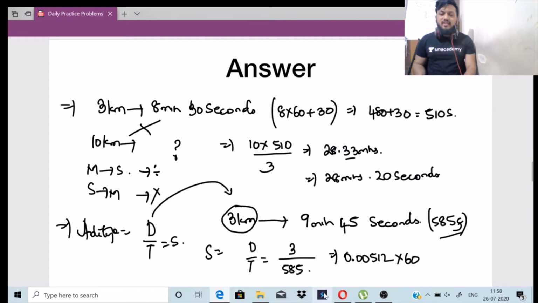So this is given in seconds, and we have to convert it into minutes. 1 into 60. So in minutes this will be around 0.307 kilometer per minute. This will be the speed of Adi.